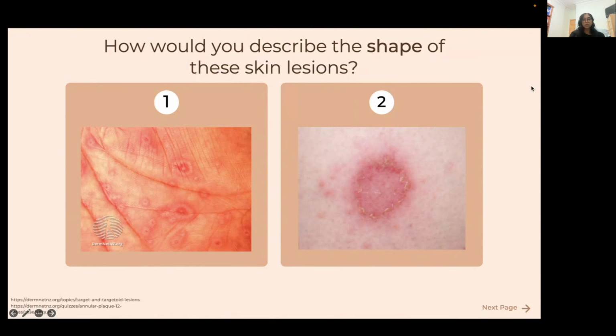So here we've got two different lesions. How would you describe the shape of these lesions?